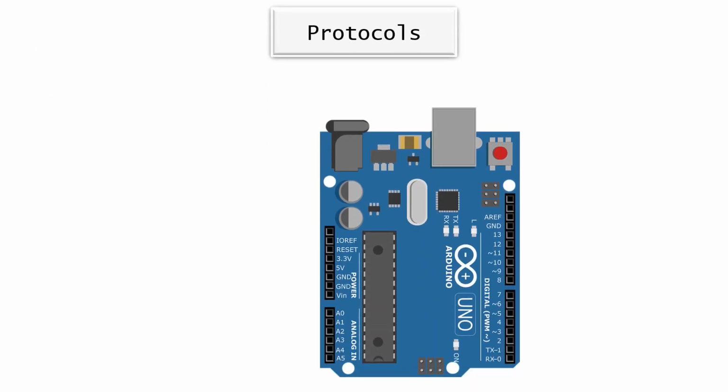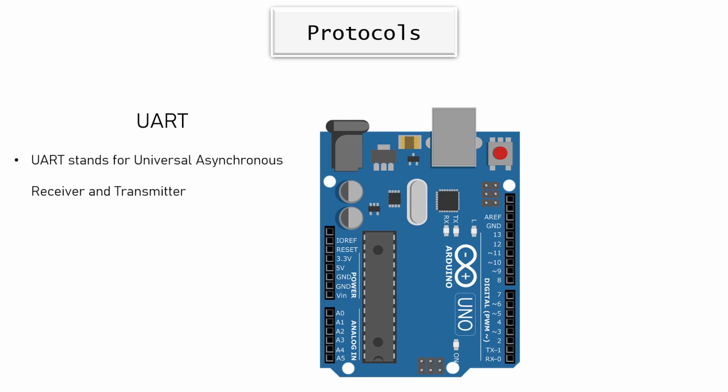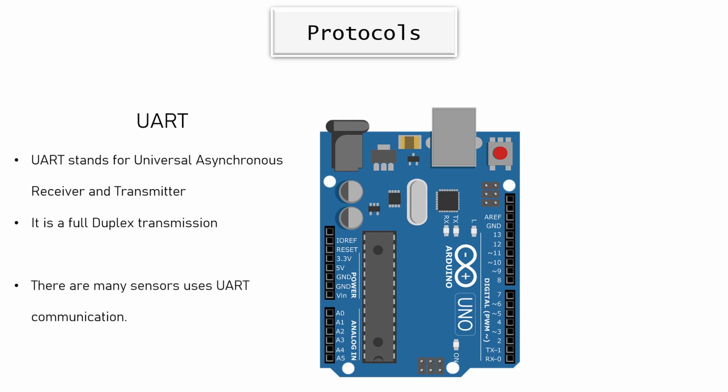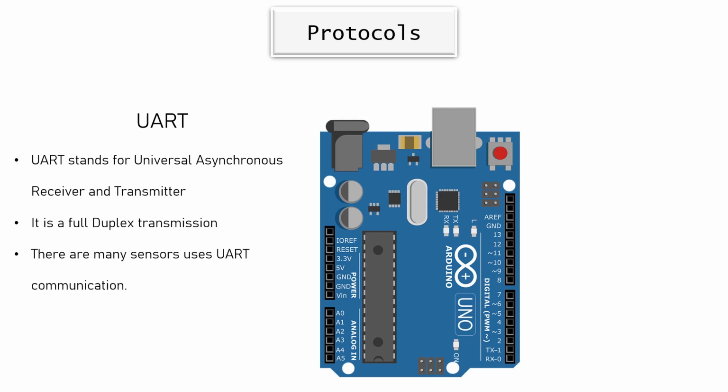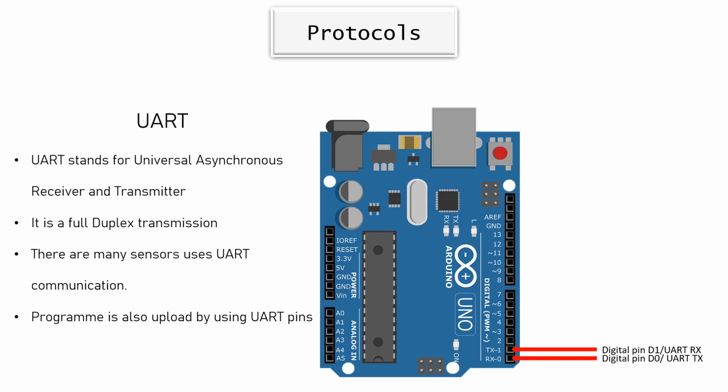Protocols. There are 3 protocols in Arduino UNO. Let's see one by one. First is UART. UART stands for Universal Asynchronous Receiver and Transmitter. It is a full duplex transmission. There are many sensors that use UART communication. Program is also uploaded by using UART pins. The UART pins in Arduino UNO are digital pin D0 as UART TX and digital pin D1 as UART RX.